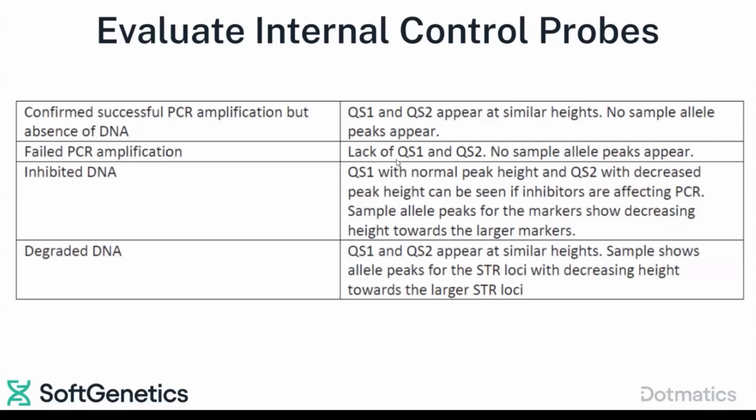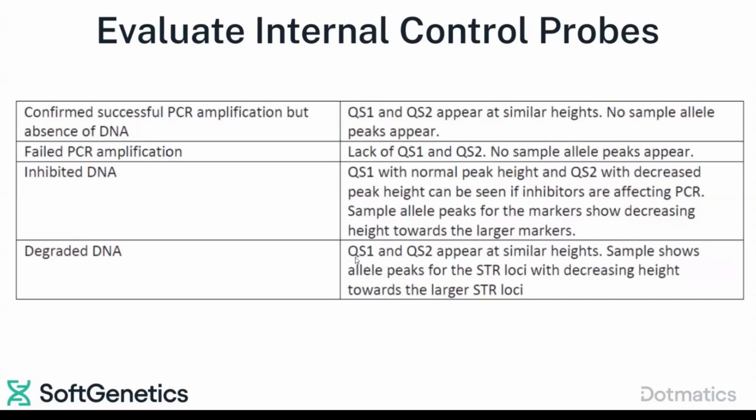If, on the other hand, you lack either quality fragment 1 or quality fragment 2, and no sample peaks appear, then that points towards PCR amplification failure. Inhibited DNA would result in a low molecular weight control peak of normal height and the higher molecular weight peak of a decreased height. And so that would point towards there being some kind of inhibitor of PCR in the sample that's being amplified.